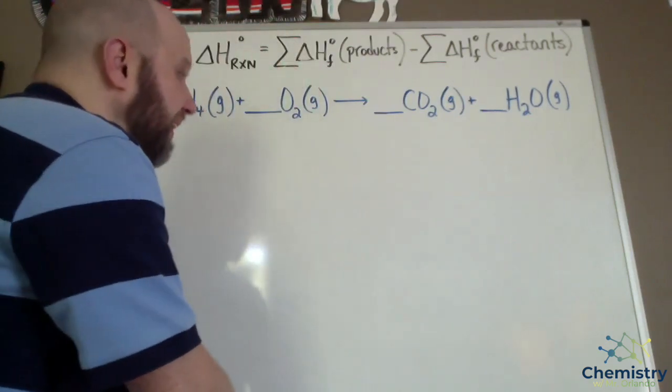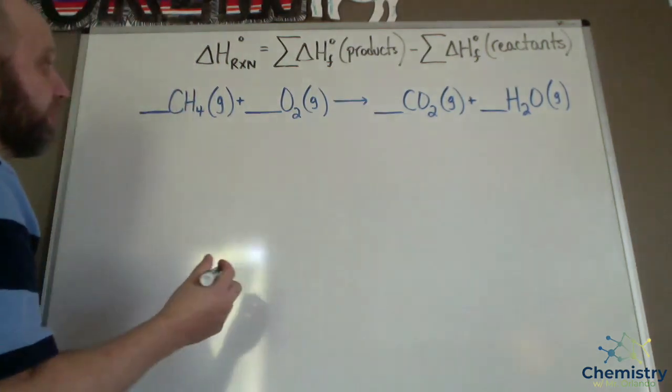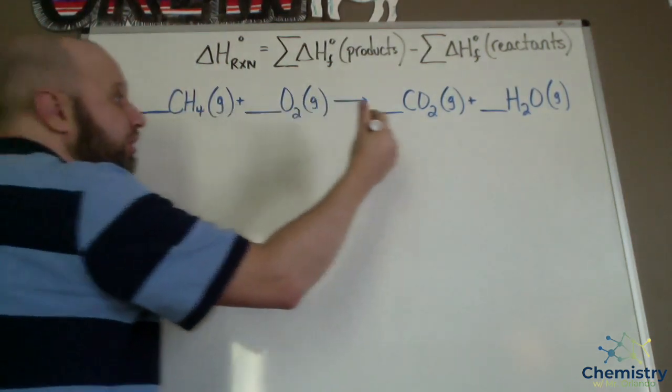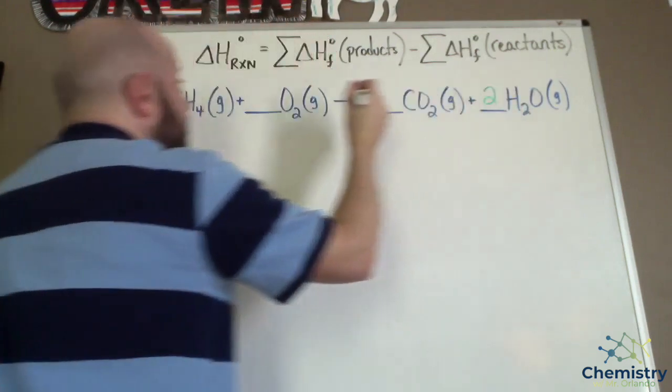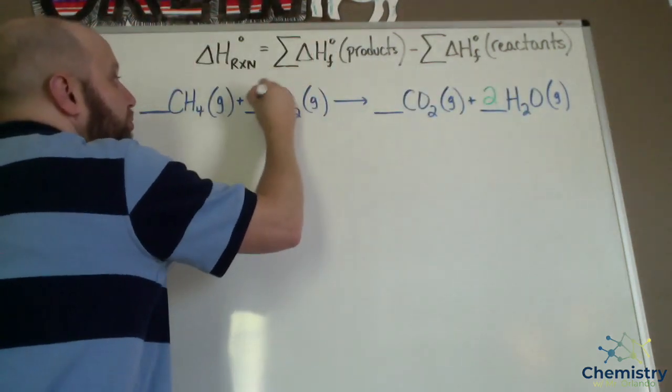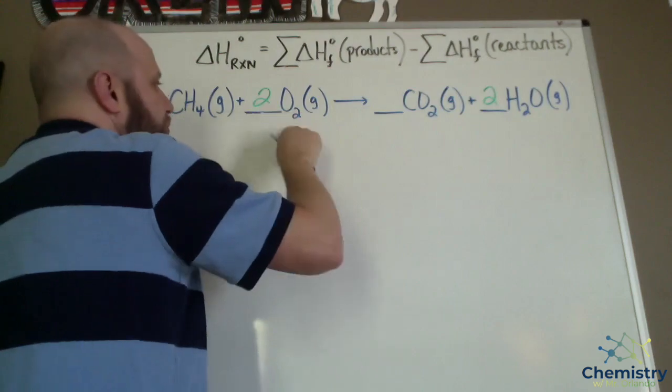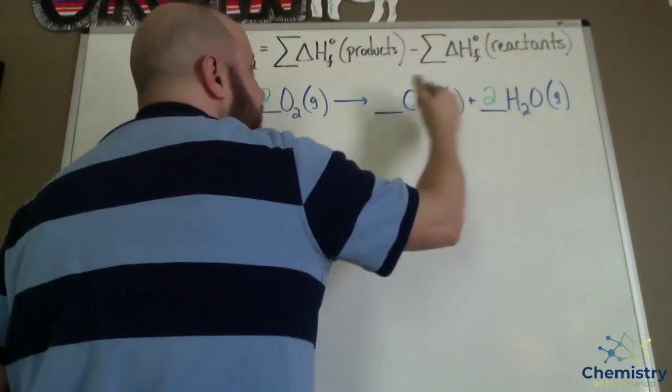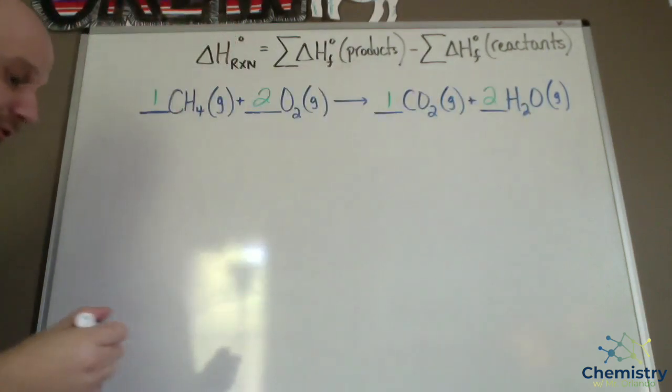So I'm going to begin by writing in my coefficients for the balanced equation. So I have 4 hydrogen, so I'm going to put a 2 in front of the water here. I have 2 oxygen, 2 times 2 is 4 oxygen here, so these end up both being 1s.